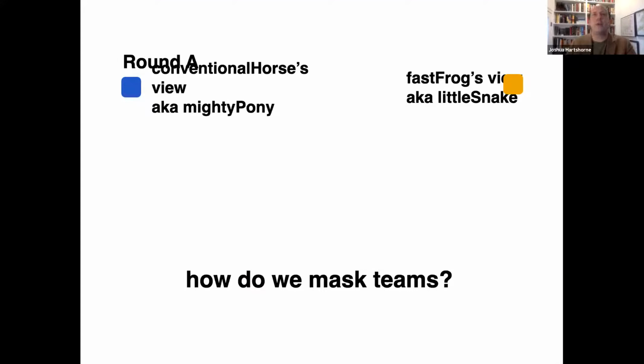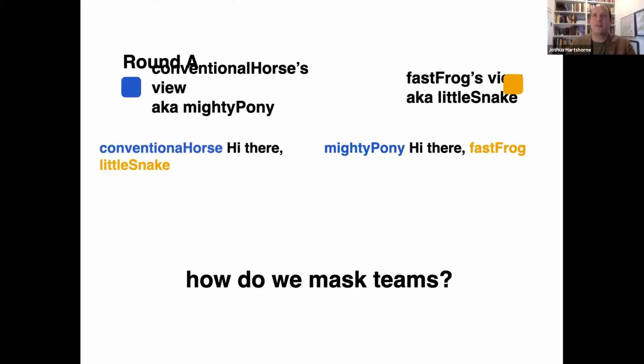Okay. So in round A, the way they're going to mask it is everything's done through text. And people have silly handles like Conventional Horse and Fast Frog. That's not the way they're going to be presented to each other. So Conventional Horse might say, "Hi there, little snake." But what Mighty Pony sees is, "Hi there, Fast Frog." Because Fast Frog's actually a little snake, but Conventional Horse doesn't know that. The names are being switched programmatically. So people continue seeing their own name, but what somebody else's name is might be switched.